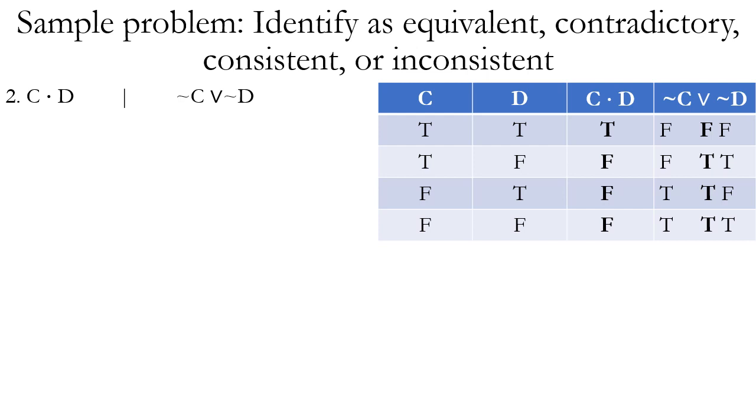So are these propositions equivalent, contradictory, consistent, or inconsistent? They're not equivalent because they don't have the same truth value on every row. So now let's check to see if they're contradictory. They are indeed. If you look at every row of the truth table, they have opposite truth values. So that means that they are contradictory propositions.